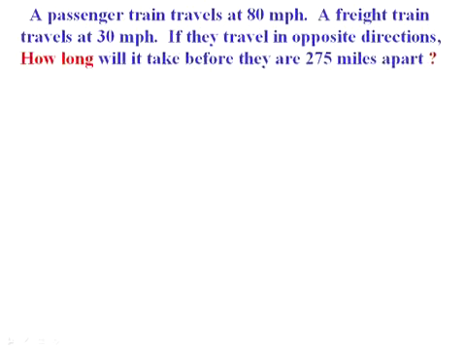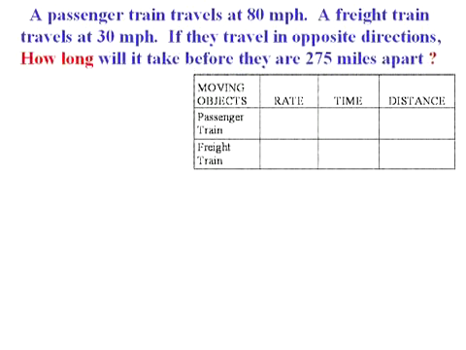As usual, this problem is going to have 2 objects of some sort moving at the same time. So we'll use our chart. Let's see. A passenger train travels at 80 miles an hour. A freight train travels at 30 miles an hour. If they travel in exactly opposite directions, how long will it take before they are 275 miles apart? Can't do that one in my head. So let's use the chart.